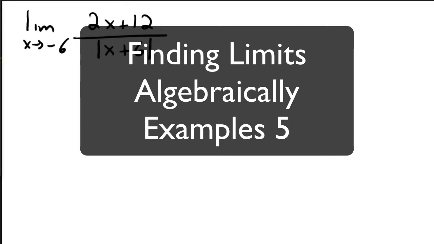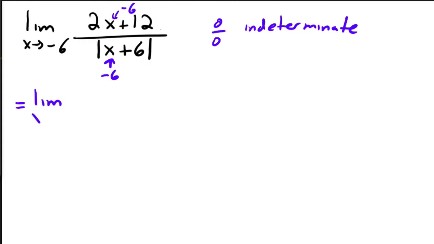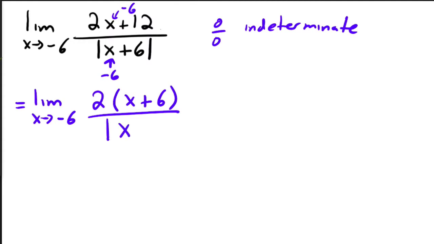Okay, so this is a very interesting example. Notice that when you plug in -6 and -6, you get 0 over 0, which is an indeterminate form. Now, we saw a graph earlier of a function that had absolute value in it, and it was interesting, but now we're going to do it algebraically. Now, you'll notice that the top, you can factor out a 2. And you would then get 2 times x plus 6 over absolute value of x plus 6.